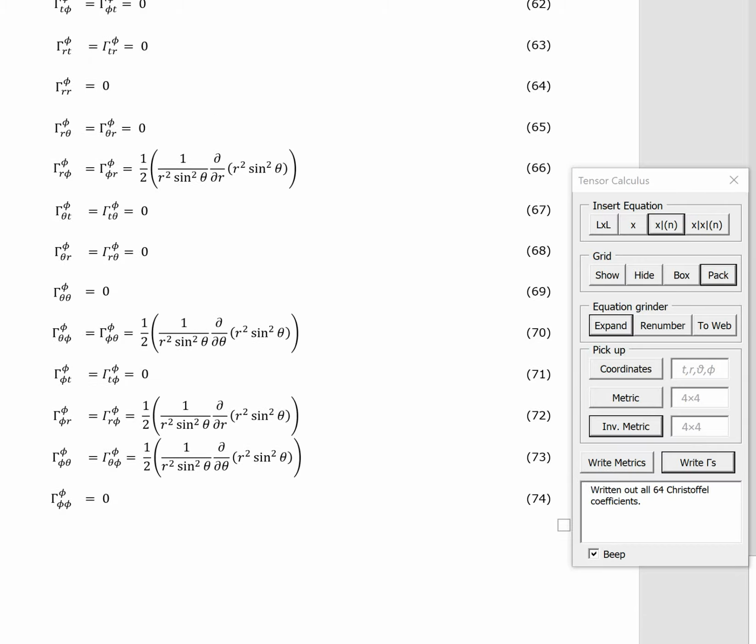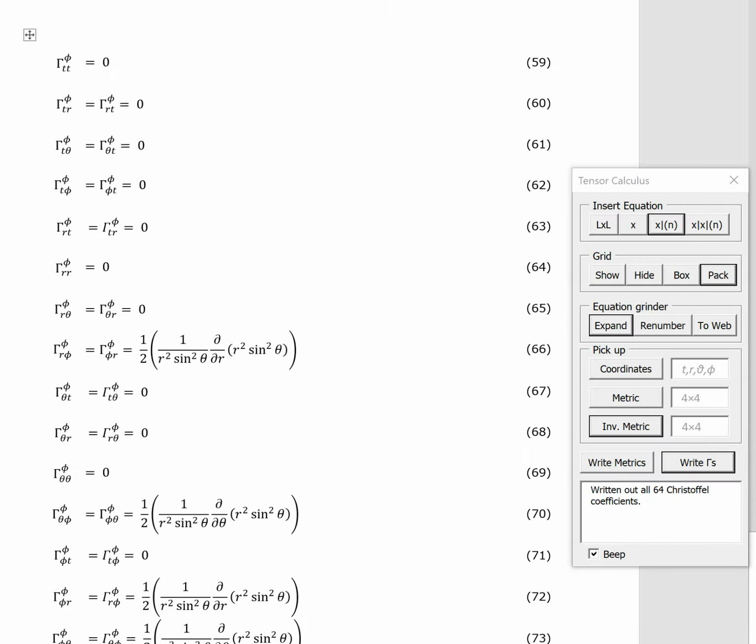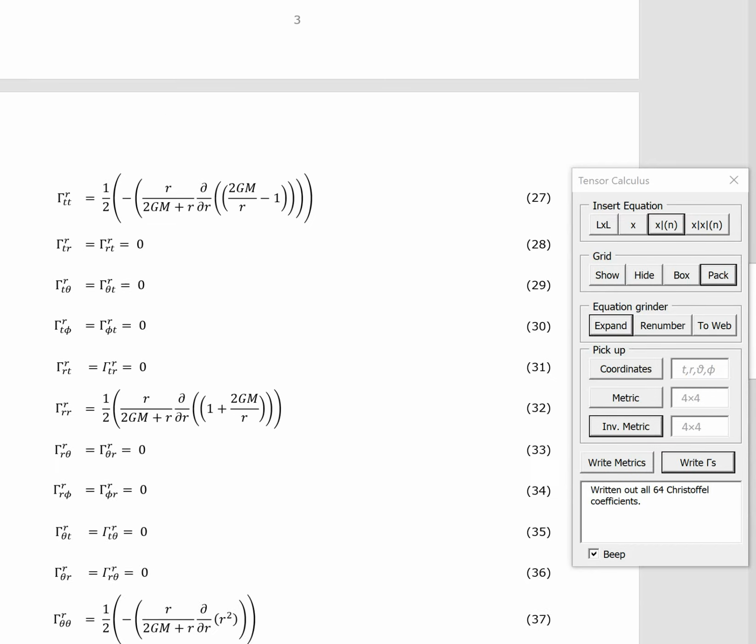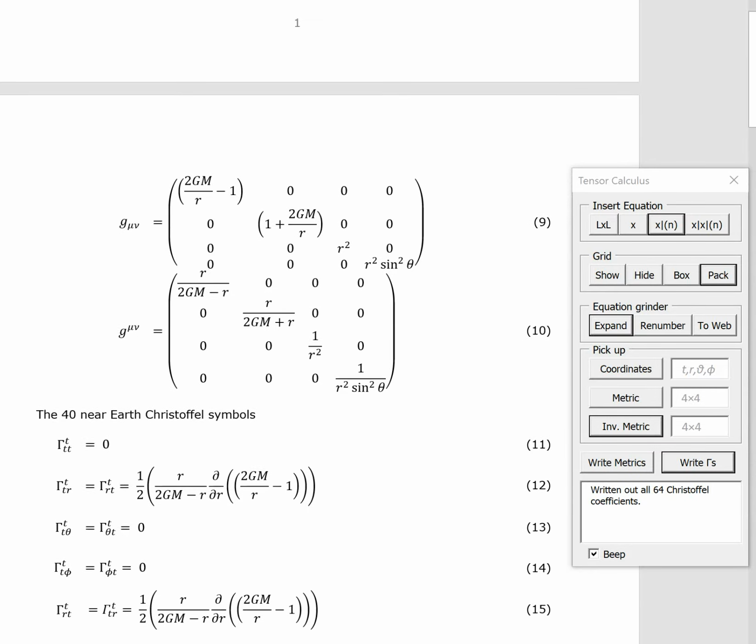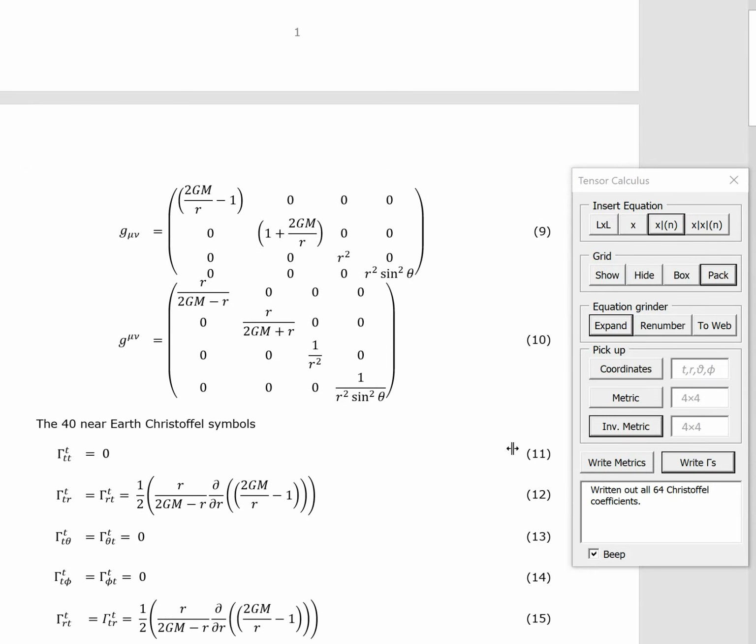We should have added, well, let's say 64 equations. The last one is 74, and the first one is 11. That sounds like about 64 equations. As you can see, some of them are the same as each other. And here's one, for example. And so what it's done is it's calculated them. It's calculated all the zeros correctly.